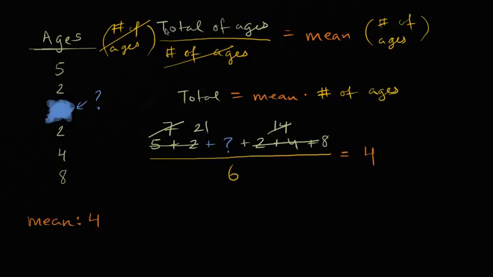Now we can do what we did when we just wrote it all out. We can multiply both sides times the number of ages, the number of data points we have. So we can multiply both sides times 6. So 6 on that side, 6 on this side. 6 in the numerator, 6 in the denominator. Those cancel. So on the left-hand side, we're left with 21 plus question mark. All these other numbers, 5 plus 2 plus 2 plus 4 plus 8, is 21, and we still have the question mark. So we get 21 plus question mark.